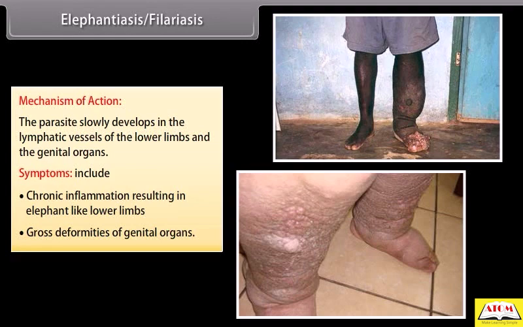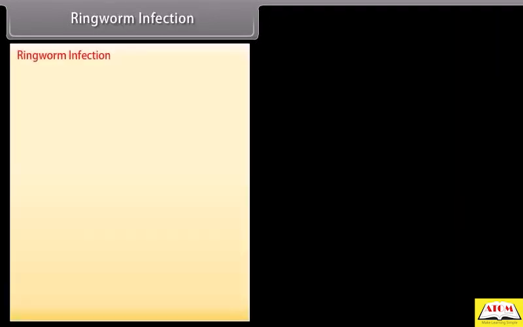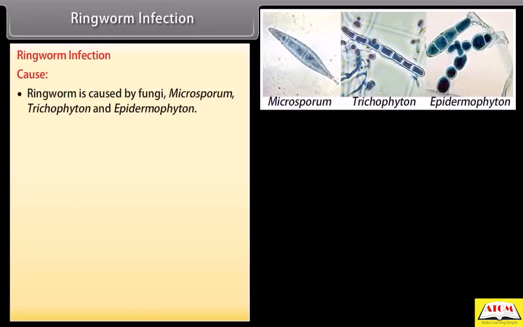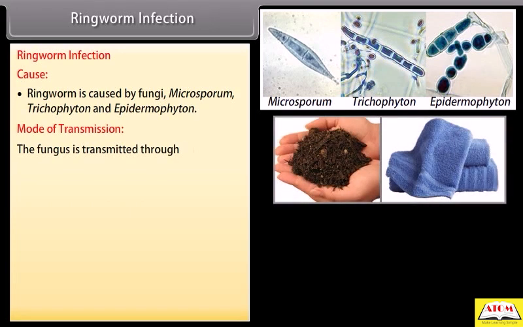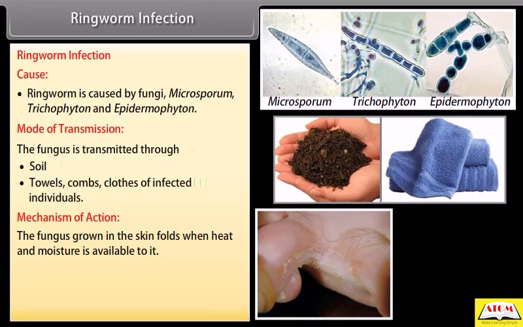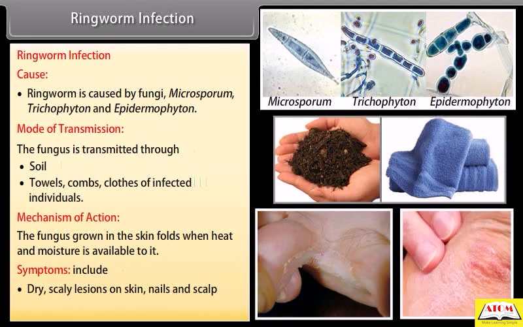Ringworm infection. Cause. Ringworm infection is caused by the fungi Microsporum, Trichophyton and Epidermophyton. Mode of transmission. The fungus is transmitted through soil, towels, combs, clothes of infected individuals. Mechanism of action. The fungus grows in the skin folds when heat and moisture is available to it. Symptoms include dry, scaly lesions on skin, nails, and scalp. Intense itching around the lesions.